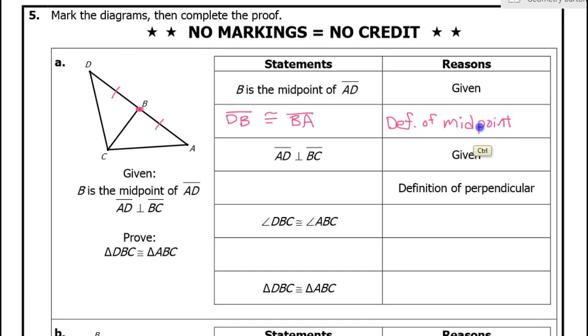On the last quiz we had in my class, for some reason, many students wanted to put definition of segment bisector right here. If this says midpoint, it's definition of midpoint.